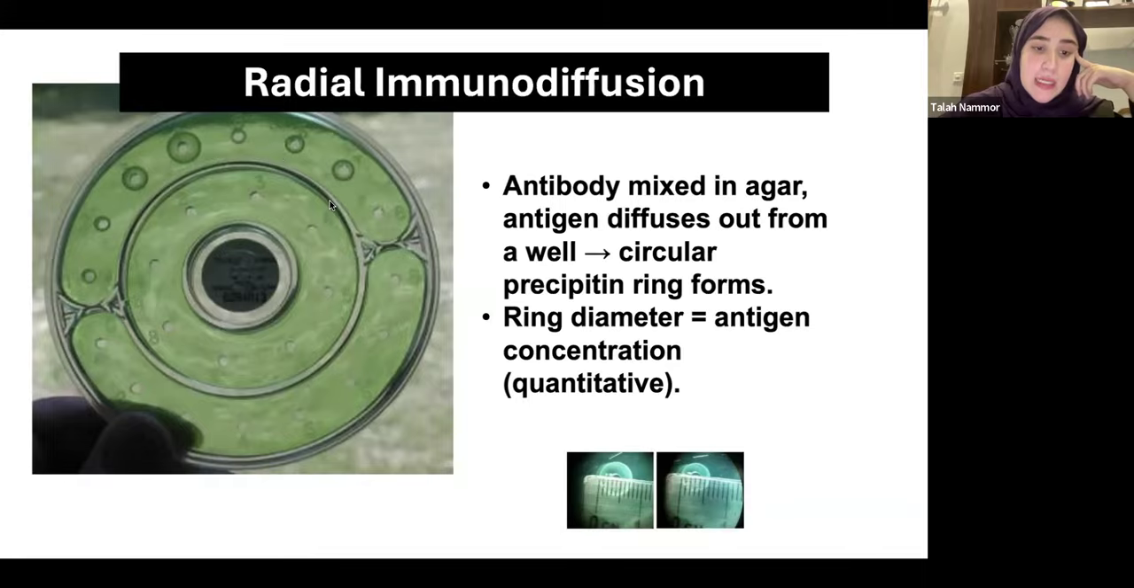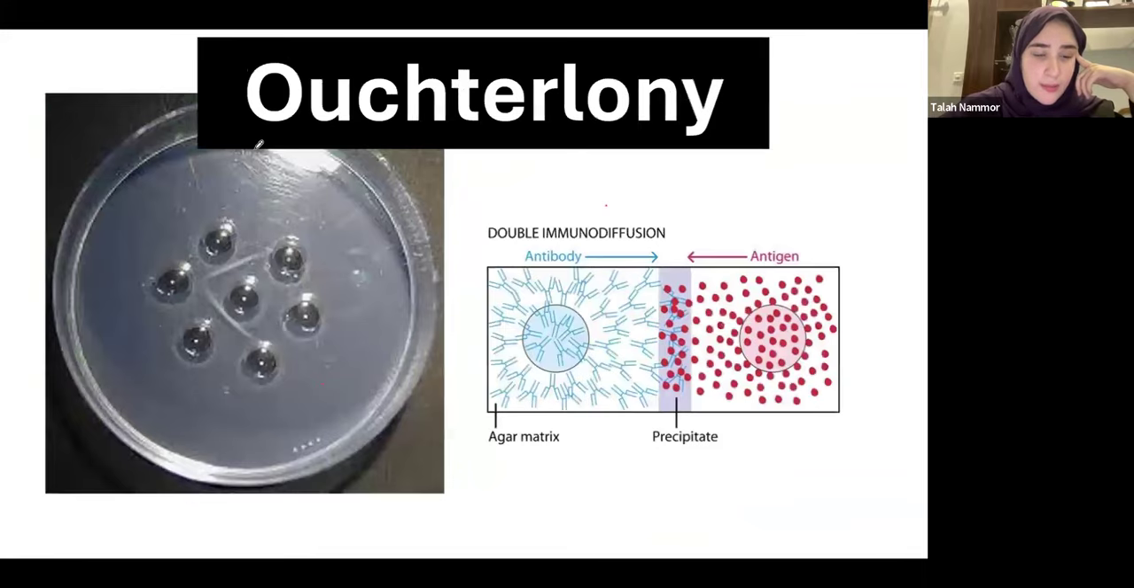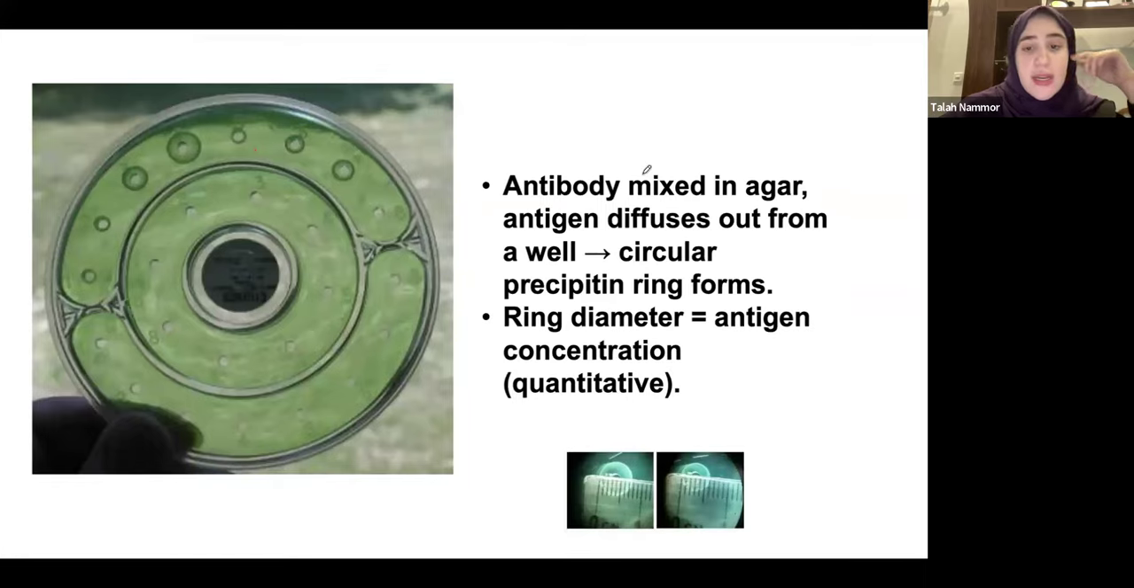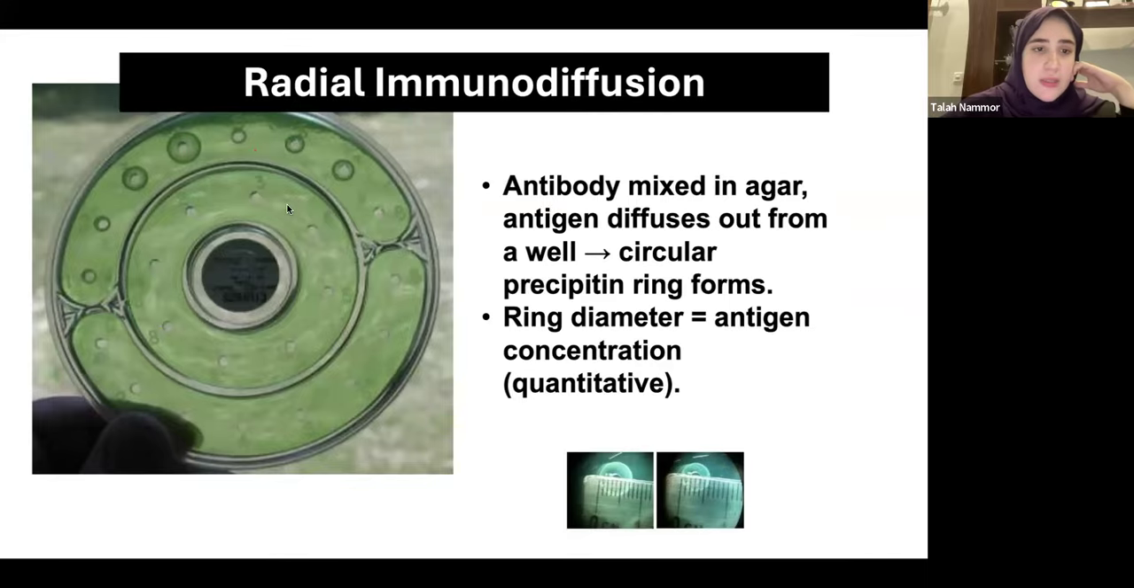I don't know what the name is. It was double immunodiffusion, as in the antibody is diffusing towards the antigen at a place where both of them are equal, and they precipitate wherever they meet. Here, it's radial immunodiffusion. So basically, let's look.